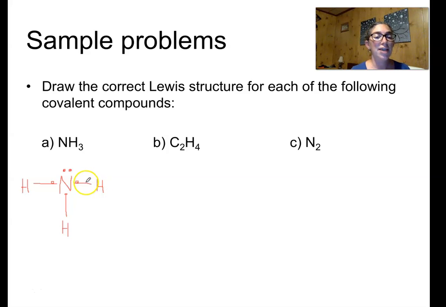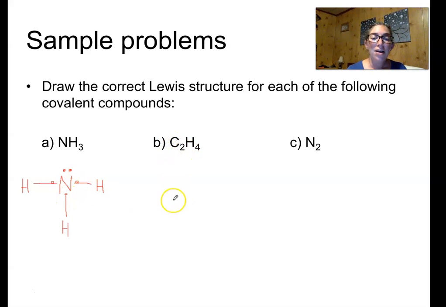Each of the hydrogens actually has 2 electrons that it's sharing in that bond, and the nitrogen has 2 lone electrons, or 1 lone pair, and 3 bonding pairs for a total of 8 electrons. That fulfills the octet rule.